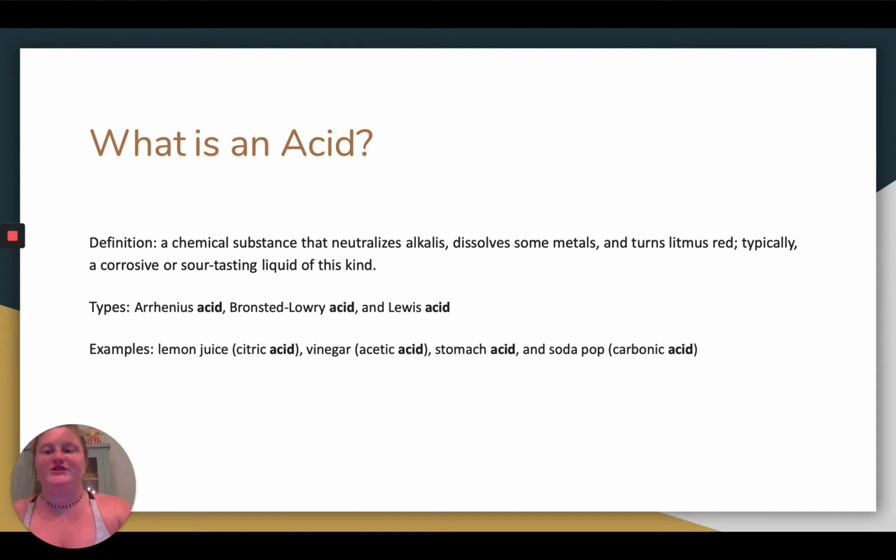So first you need to know what an acid is. The definition is a chemical substance that neutralizes alkalis, dissolves metals, and turns litmus paper red, typically a corrosive or sour-tasting liquid of this kind. There are three different types of acids, including the Arrhenius acid, Bronsted-Lowry acid, and Lewis acid. Some examples are lemon juice, which is citric acid, vinegar, which is acetic acid, stomach acid, and soda pop, which is carbonic acid.